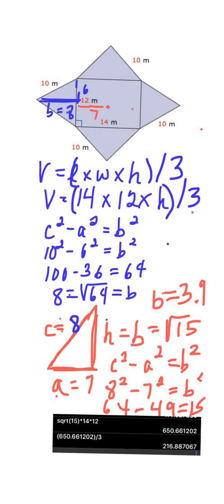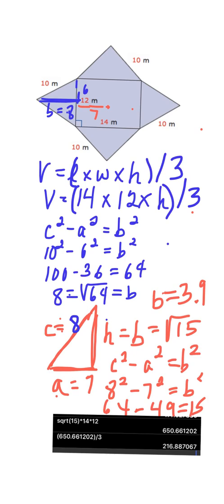Then to find the height of the pyramid, you have to use the Pythagorean theorem again. The slant height is 8, and I took half of 14 to give me the base of the right triangle, which is 7. So that's how I did c squared minus a squared equals b squared. Using the slant height of 8, I did 8 squared, and using the base of that triangle, 7 squared. So 8 squared minus 7 squared equals b squared. So 64 minus 49 equals 15.